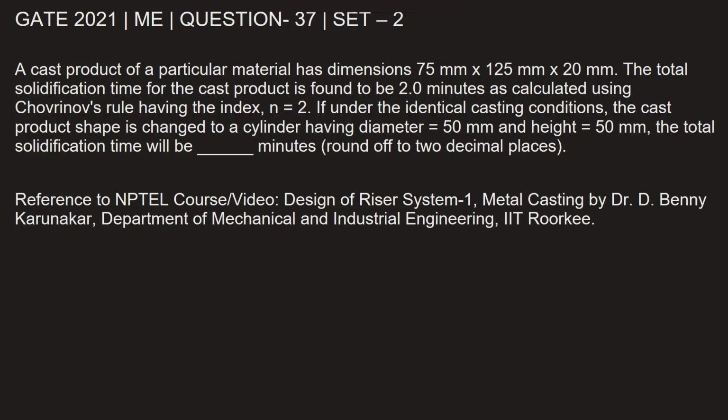If under identical casting conditions the cast product shape is changed to a cylinder having diameter 50 mm and height 50 mm, the total solidification time will be dash minutes. Let's find out. So we'll start by writing the given things.